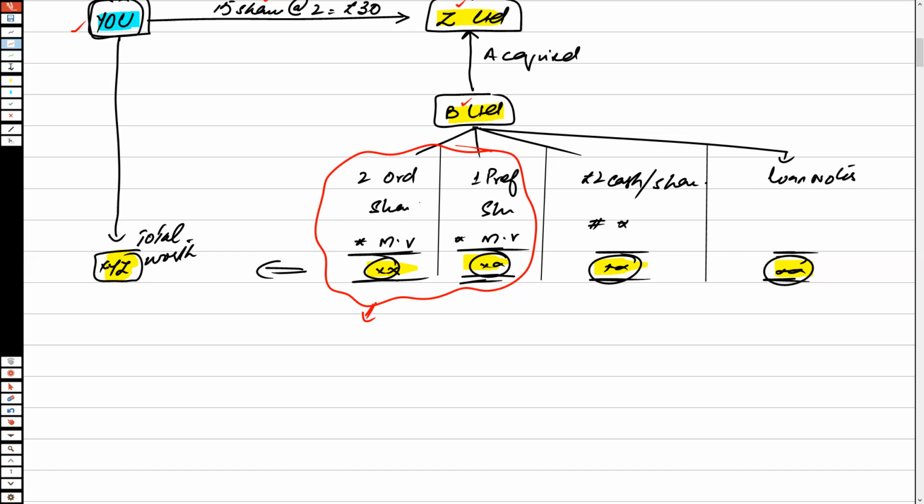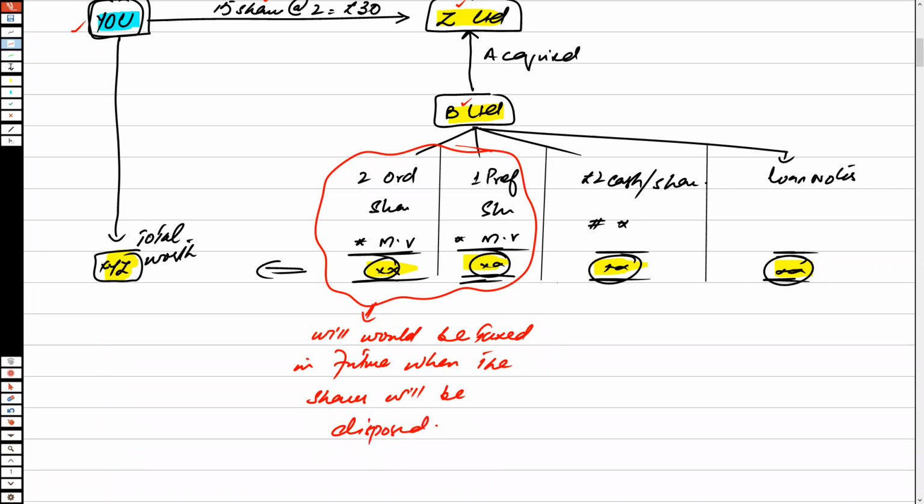All of you are giving the correct answers. That's very good. So these will be taxed. I'm not only talking about the ordinary shares. I have marked the preference shares as well. These would be taxed in future, when the shares will be disposed of.